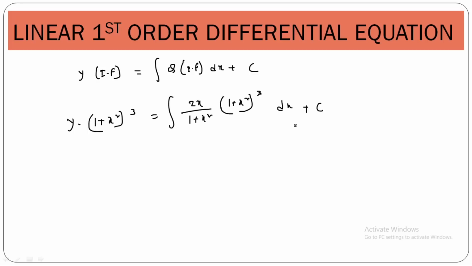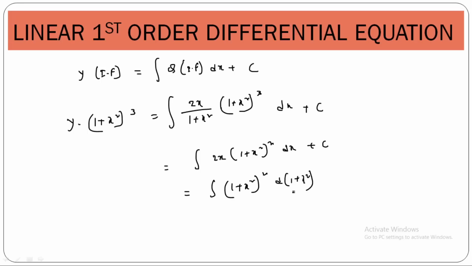So you will get just 1 plus x square cancelled out, so it will be integration of 2x into (1 plus x square) whole square dx plus c. Now what is the integration of this? You can see this is nothing but (1 plus x square) whole square into d of (1 plus x square), plus c, because d of (1 plus x square) is 2x.